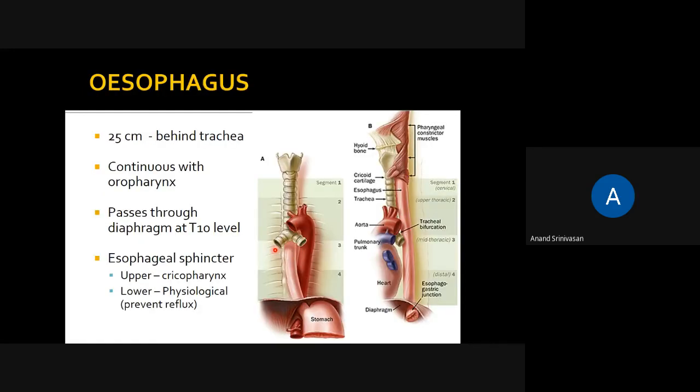Now, after the pharynx, the food enters into the esophagus. The esophagus is located behind the trachea. We have already seen that, and it is approximately 25 centimeters in length.